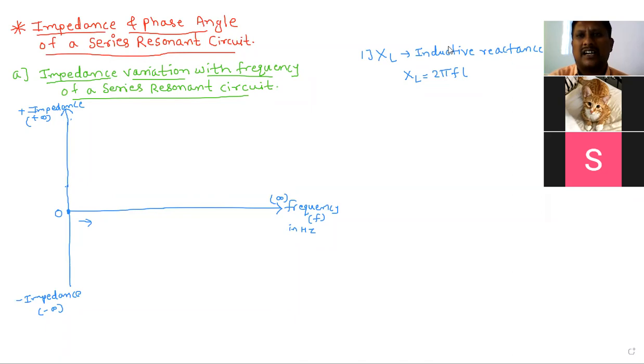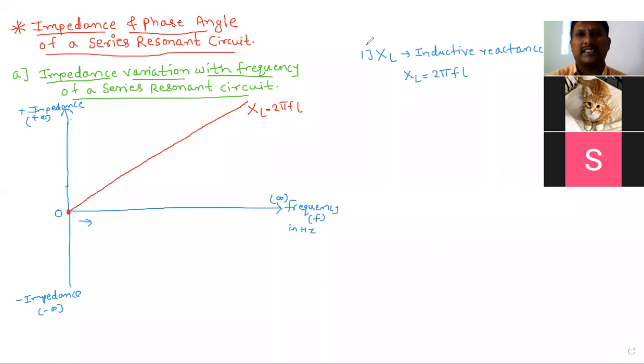So I will draw XL now. XL will be a straight line passing through the origin. So this is the graph of XL. XL is equal to 2 pi FL. So when F is infinite, XL also goes to infinite. Okay, so it is directly proportional.